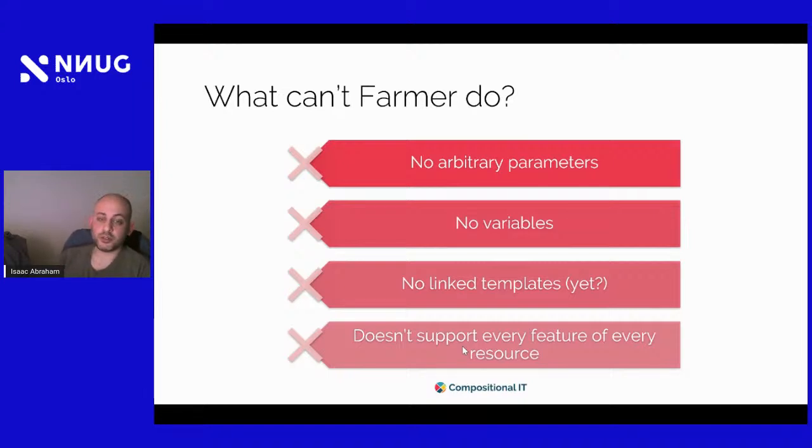You don't need variables in your ARM template because, again, you could do them in F#. It's not a problem. We don't support Linked templates, but we really haven't seen any need for them, and certainly no feedback on that. And as I said before, we don't support every feature of every resource. However, we do add in ones as there is demand for them. So we do have a roadmap, but basically, if there's something that you need, let us know.